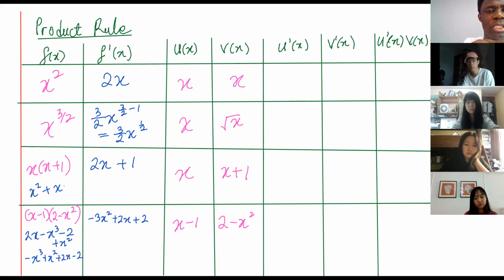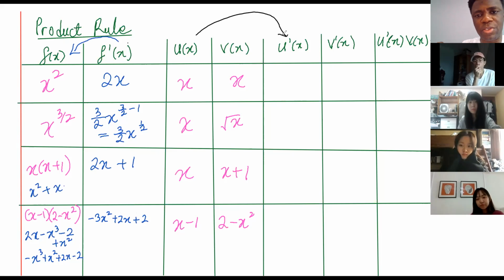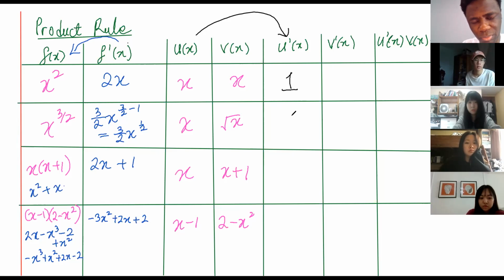Now, let's look at this. f dash of x is from here, because this is f of x. Can we get that? Now, from u, we can find this. So what is this first one? 1. Second one? 1. The third one? 1. The fourth one? 1.